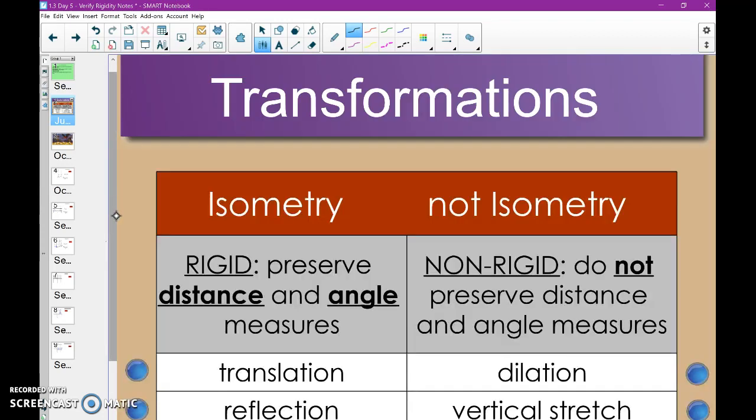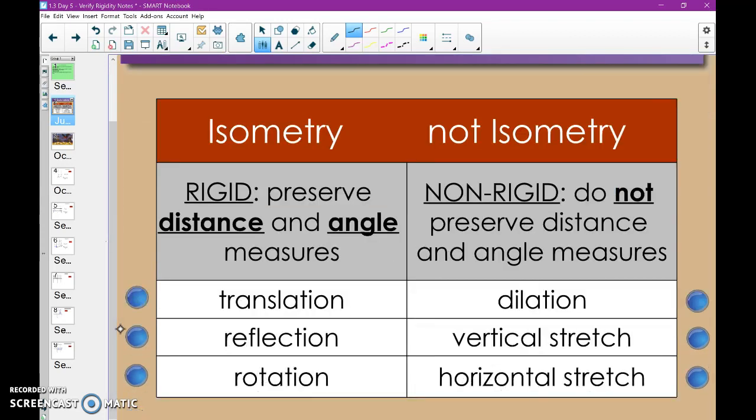So let's take a look at some examples that are non-rigid, things that are going to change the shape. Now, we aren't going to actually draw any dilations or stretches, but you do need to know them for the quiz tomorrow because you will see some non-rigid motion questions that you have to answer.